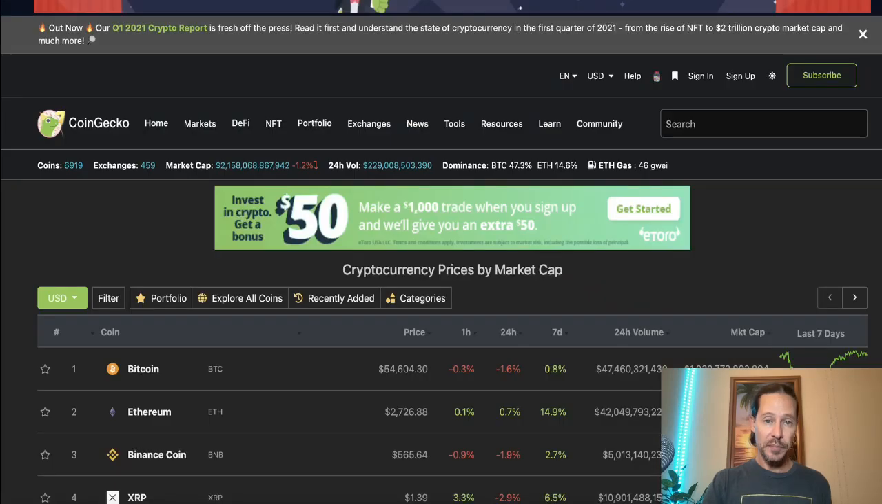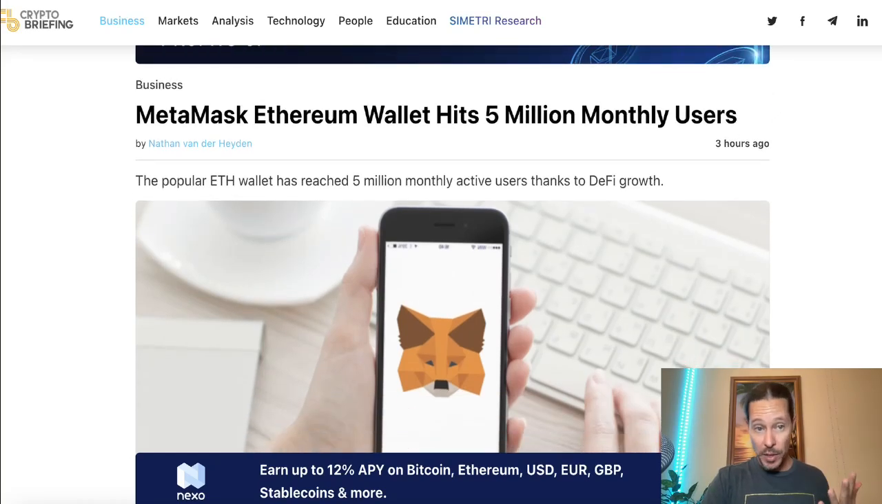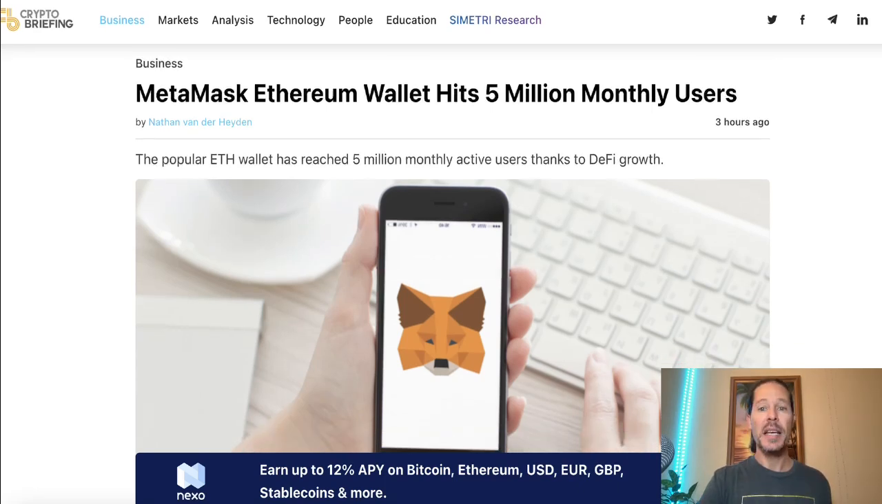So next piece of news, MetaMask. Ethereum wallet hits 5 million monthly users. 5 million. Okay, the crypto space is growing, you guys. Mass adoption is happening. Now, I realize that most people are in their little Coinbase bubble, but for those of us who understand what MetaMask is and what it allowed us to do, to see MetaMask growing like this is huge.